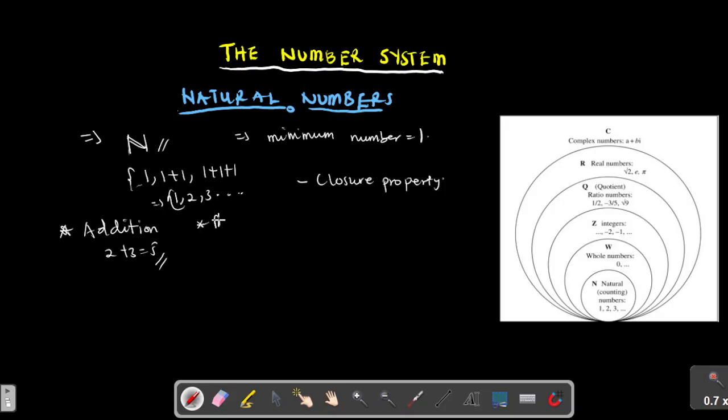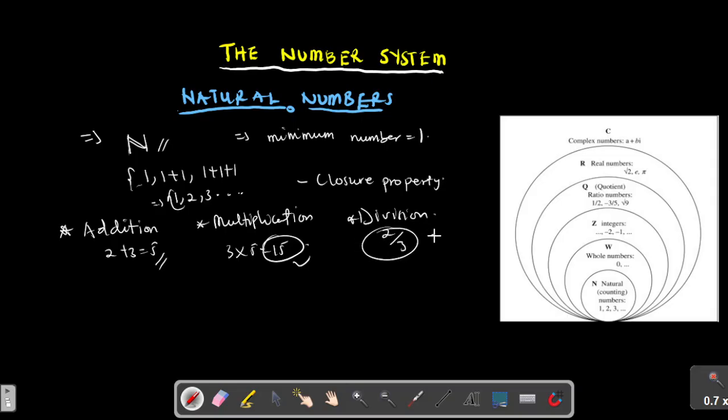We also have multiplication, and natural numbers are also closed under multiplication, so that if I have 3 times 5, I'm going to get 15, right? And 15 is a natural number. So this is also satisfying multiplication. Now, a special case is division. If I have 2 and I divide it by 3, my result is not going to be natural. Hence, division is not closed under natural numbers.